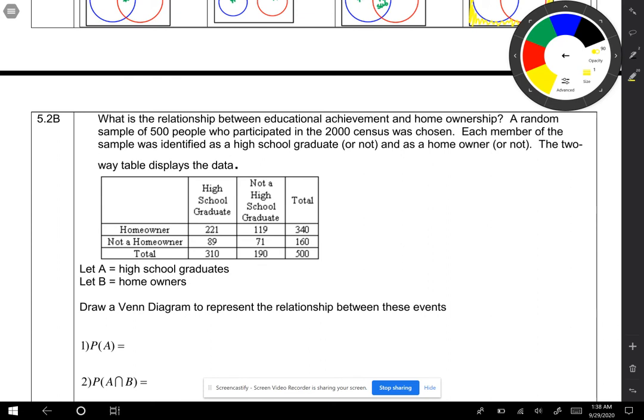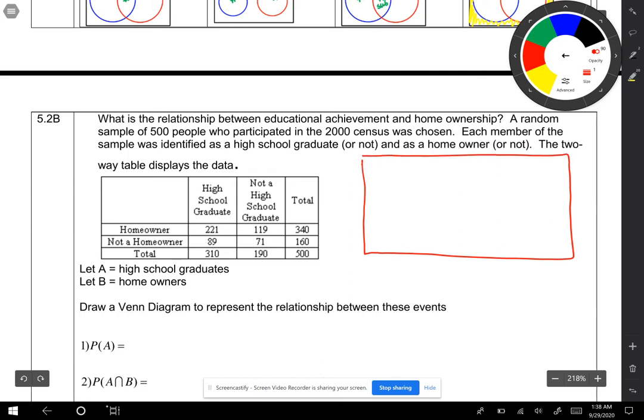Look at the events that are defined. A is the high school graduates and B is the homeowners. Draw a Venn diagram to represent the relationship between these events. So let's draw a Venn diagram. Doesn't have to be perfect. Mine won't be, I know. Oh, that's really beautiful. That's okay.